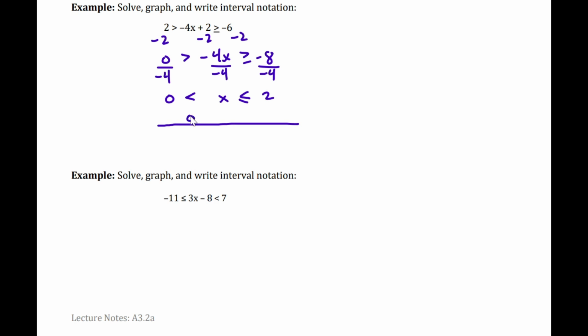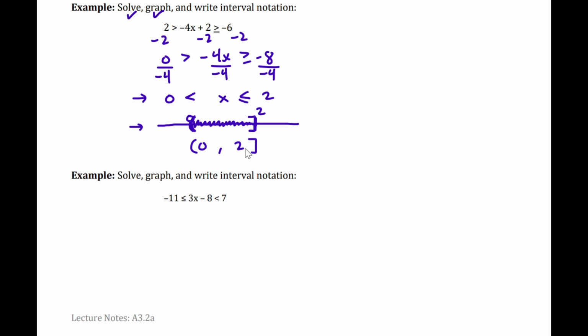We know we're going to have 0 and we're going to have 2. We're not including 0, so it's a parenthesis at 0. We are including 2, so we have a bracket at 2, and then it'll be all of the numbers between 0 and 2 for our graph. So we've solved it at this point by isolating x, and then we graph it. This is our graph, and then writing it in interval notation is usually pretty straightforward. Once you have the graph, we have 0 on the left, 2 on the right, with a parenthesis and a bracket.